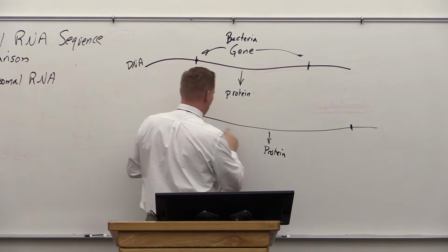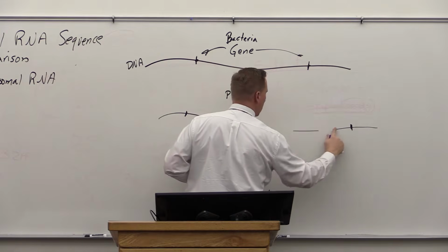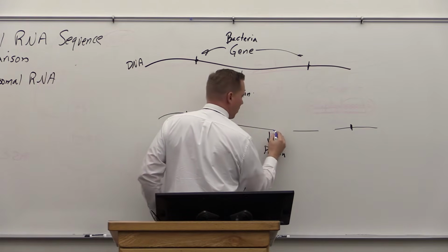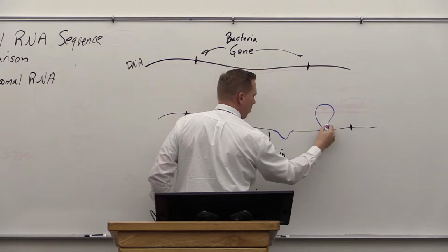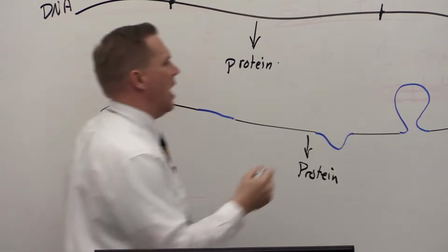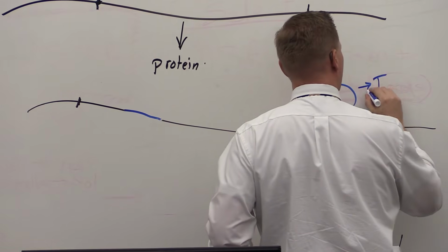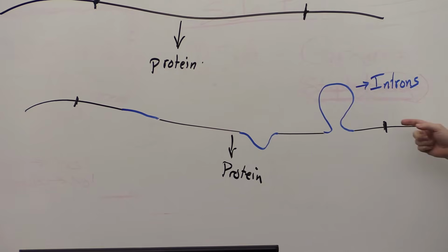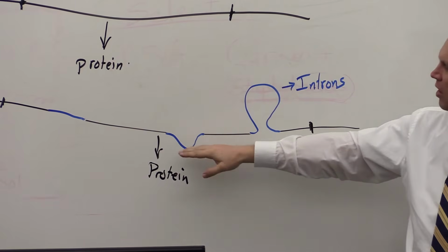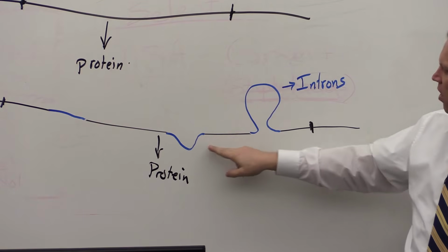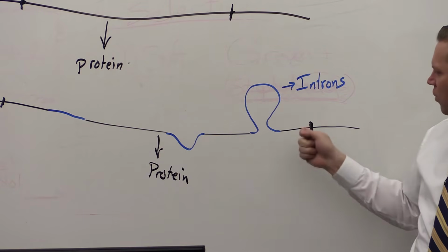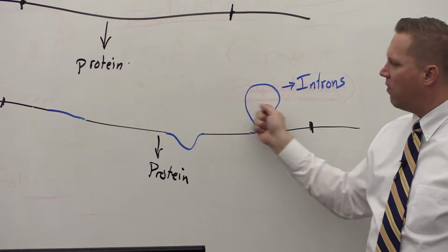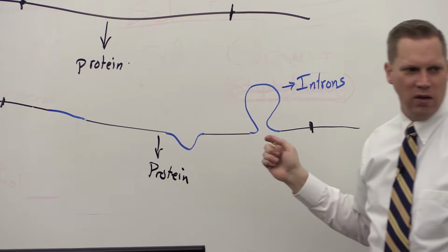But what they started to find was that interspaced in the middle, if the black was what would make the protein, they would find these loops of additional DNA. And these in blue were called introns, or intervening sequences of DNA. They wouldn't be used in the protein. So when the mRNA was made out of this gene, these blue sequences would be cut out and you just have the black sequences. And so you'd end up with the same protein either way. But you would have these intervening introns throughout the middle of the gene.